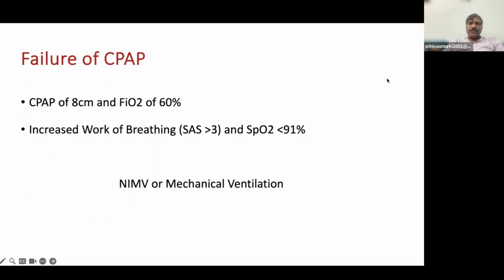So when do you say failure of CPAP? If a baby on a CPAP pressure of 7 or 8 centimeters and FiO2 requirement of more than 60%, and the baby continues to have retractions, continues to remain saturation less than 90%, you consider that baby as CPAP failure. But before you declare the baby as CPAP failure, you have to ensure that adequacy of CPAP is there, and also ensure that you have taken care of other things like caffeine, supportive care, feeding, and also ensure that you have given surfactant if there was RDS on the X-ray. So if the baby fails CPAP, you have two choices, either nasal IMV or mechanical ventilation.